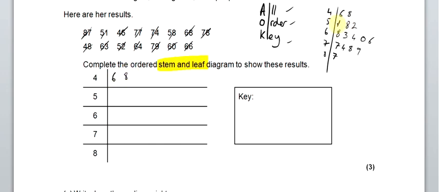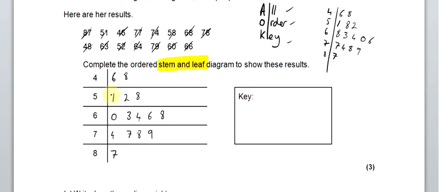1, 8, 2, so it's 1, 2, 8, isn't it? So 1, 2, 8. Right, a bit tricky here, we've got a 0, 3, 4, 6 and 8, and then 4, 7, 8, 9, and then 7. So there's the order, and now the key.